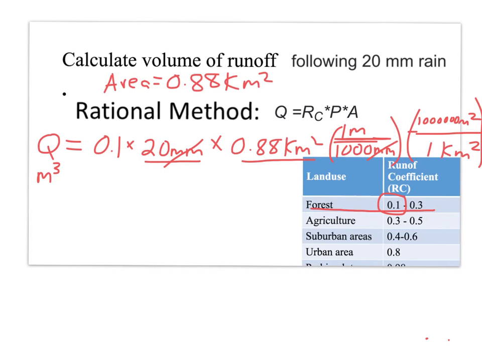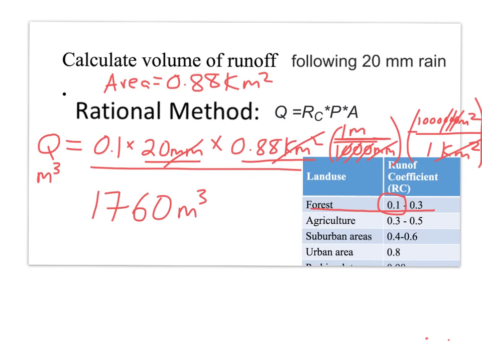Alright, and that means I can again cancel out my kilometers squared here and kilometers squared there, and make it a little easier on myself, I'll cross out 3 of those zeros and 3 of those zeros at the top here. So now I'm simply multiplying these 3 numbers here and then times 1,000 there. So what we end up getting is 1,760 meters cubed is the volume of runoff that we get from that 20 millimeter rain event.